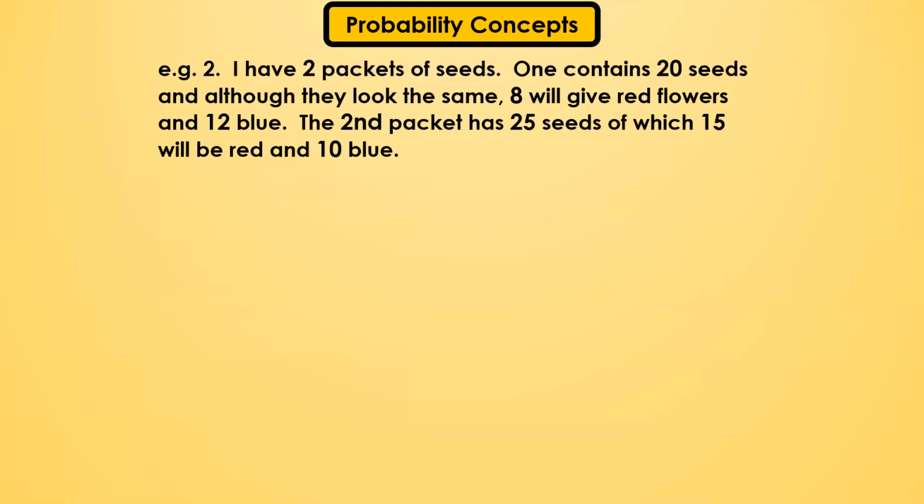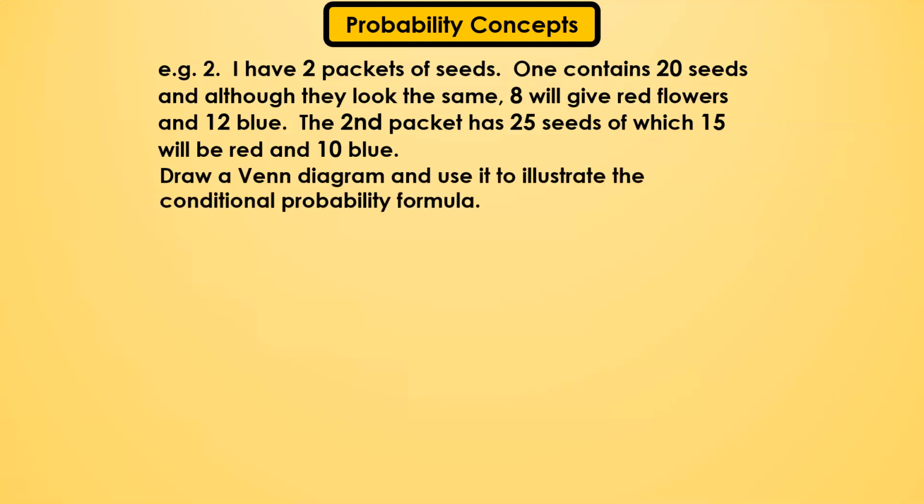So here's another problem. I have 2 packets of seeds. One contains 20 seeds. Although they look the same, 8 will give me red flowers, 12 will give me blue. The second packet gives me 25 seeds, which will end up with 15 red and 10 blue. So we need to draw the Venn diagram.